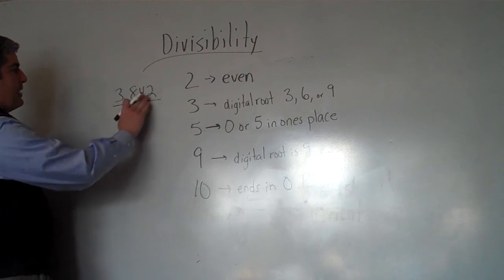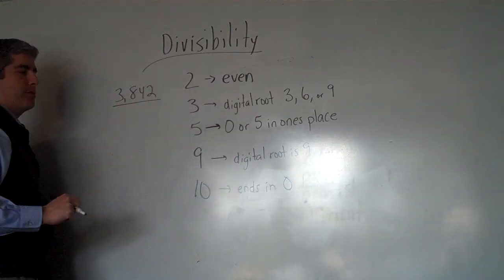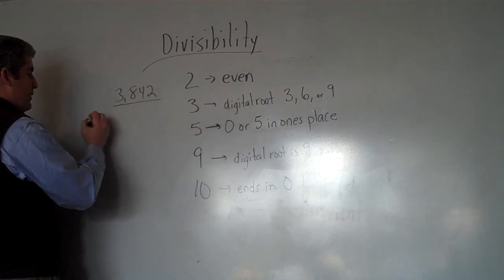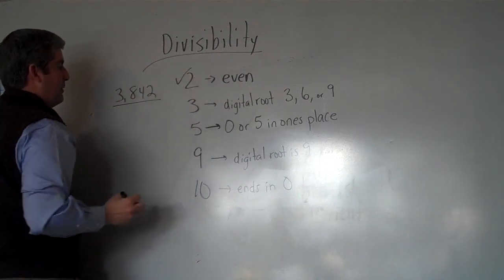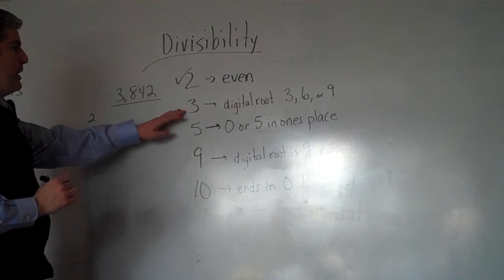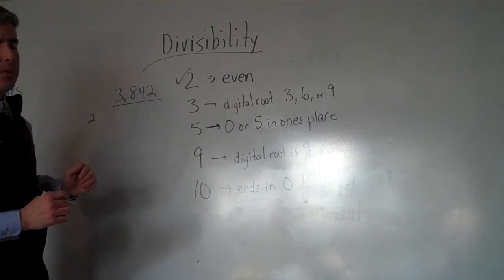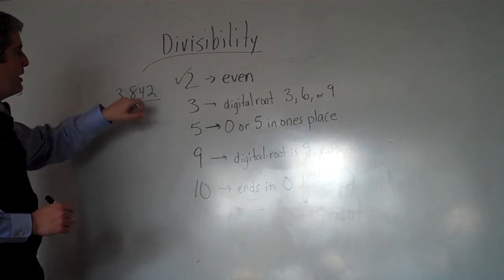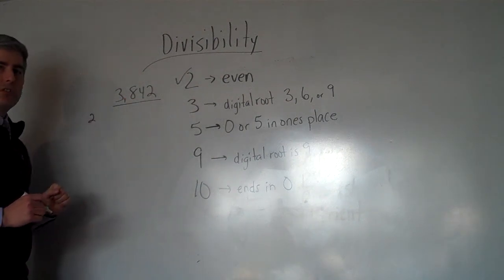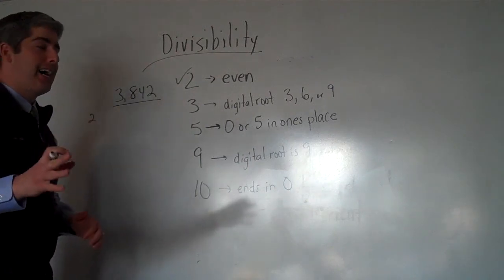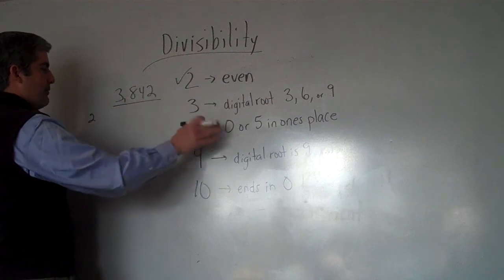So we look at this number, 3,842. Is it divisible by 2? Well, yes, because it's an even number. So we're going to put a check by 2. Oh, and we can also write it over here next to the number. Before we get to 3, let's do the easier ones first. Is it divisible by 5? Well, no, because the 2 is in the ones place. It's not a 0 or 5. Therefore, it's not divisible by 10 either. So we know it's not 5, not 10.